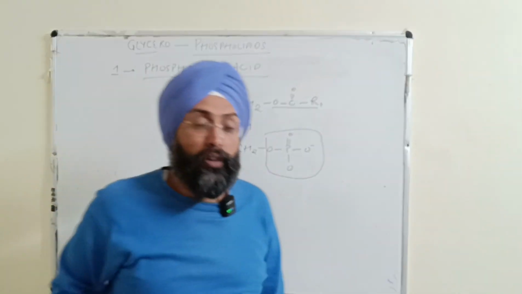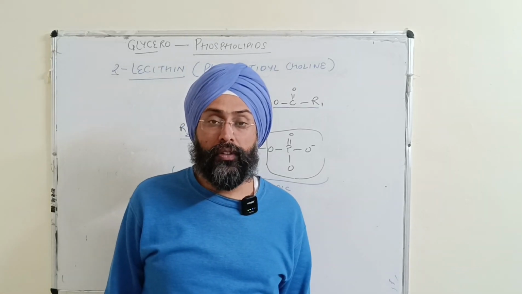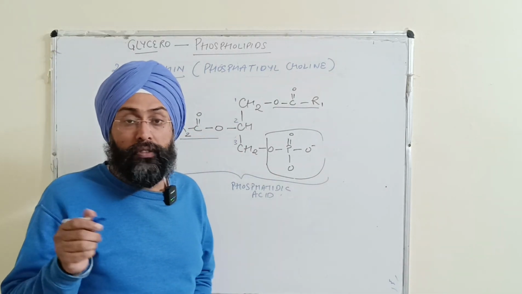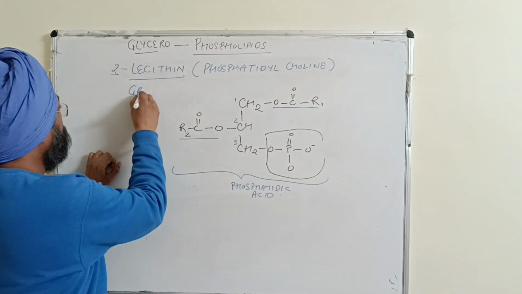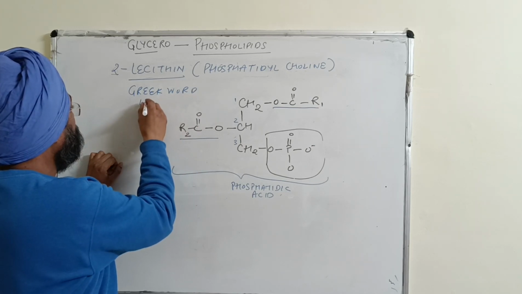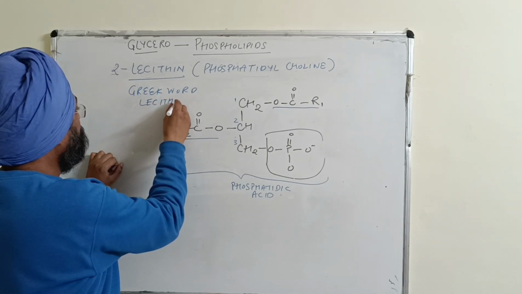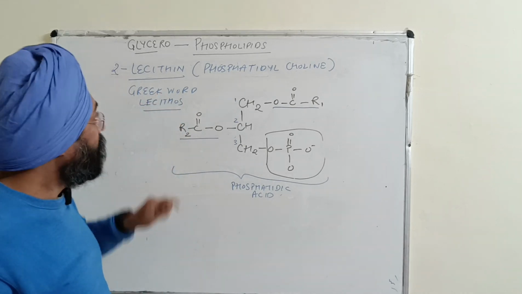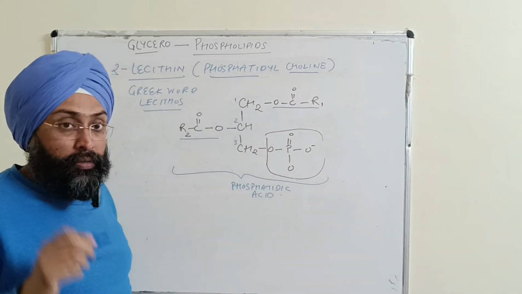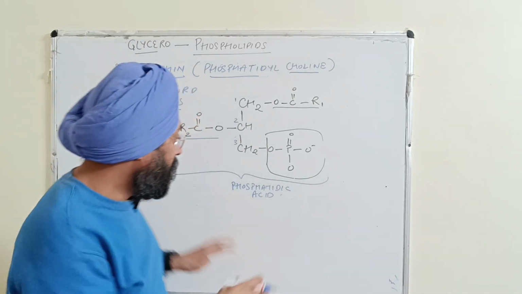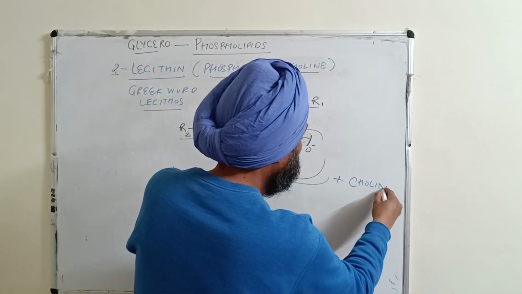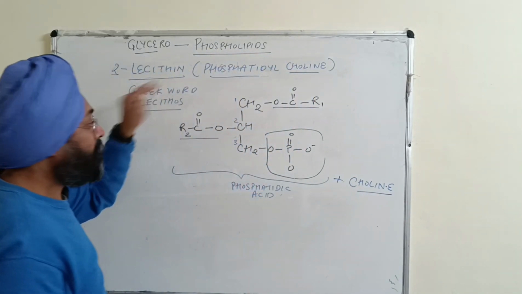Now we start with the second phospholipid, which is lecithin. What is lecithin? Lecithin is derived from the Greek word lekithos, which means egg yolk. Chemically it is phosphatidylcholine. We already discussed the structure of phosphatidic acid, which I have written here, and when we add an additional base, choline, it is converted to lecithin.